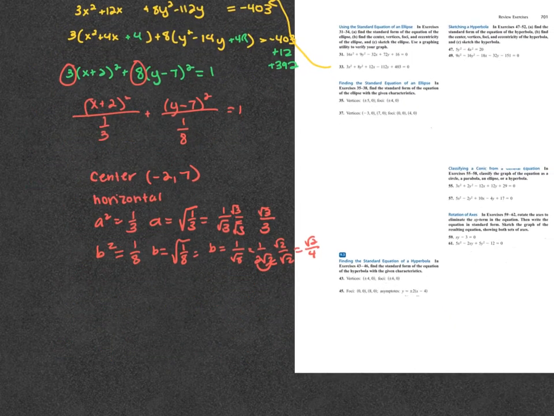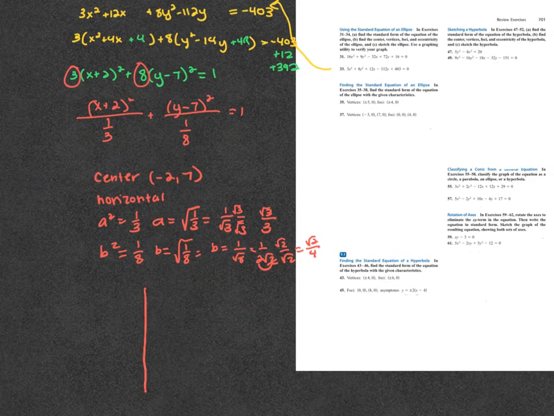So then when I go to graph this, I'm going to start at negative 2, 7. And I'm going to count right and left. Now square root 3 over 3 is the exact value. I probably wouldn't use that. I would probably do 1 divided by 3 in my calculator and then square root it. So from here, I'd get 0.6. That way it's easier to graph it.